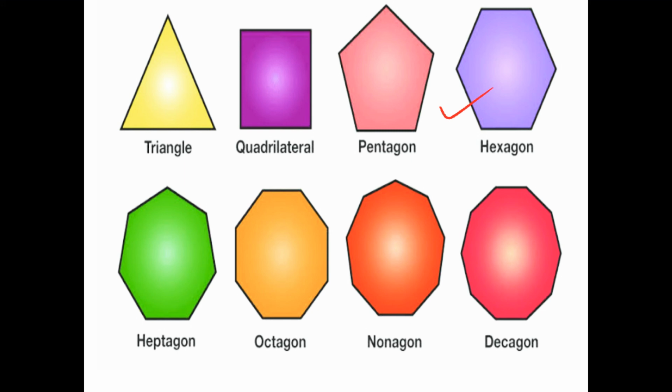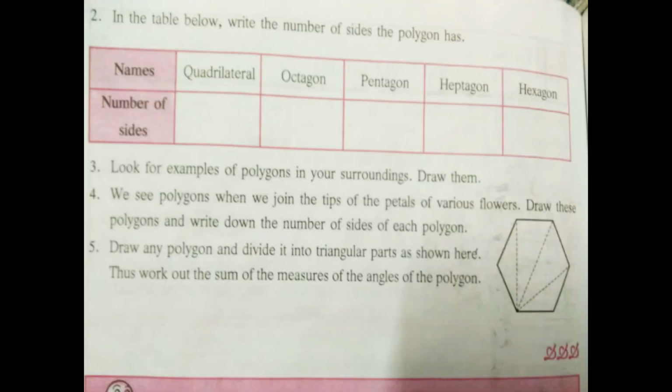Count the number of sides. 1, 2, 3, 4, 5, 6. Hexagon has 6 sides. Okay. Write the 6th number properly if you can't see. Now we'll do question number 5th. Question number 3rd and question number 4th is for your homework and it is activity. Students, you have to do it yourself.